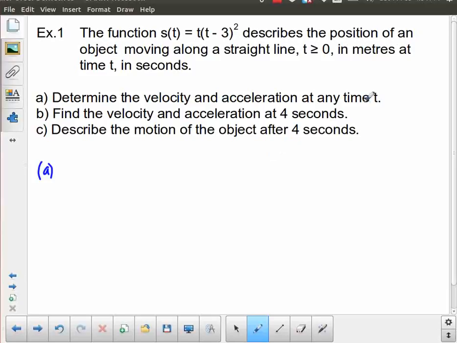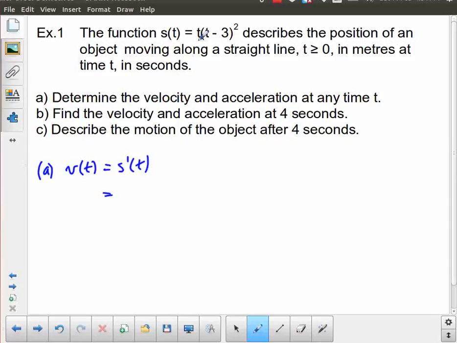Determine the velocity and acceleration at any time t. What that means is come up with an expression for the velocity and an expression for the acceleration. So we've got s of t is equal to t times (t minus 3) all squared. So that means that v of t is equal to s prime of t. So I'm going to take the derivative of this. Now there are a few things you could do. You could expand this and simplify, and then you would just be taking the derivative of a polynomial. I'm just going to take the derivative in place here, and I'm going to apply a couple of rules.